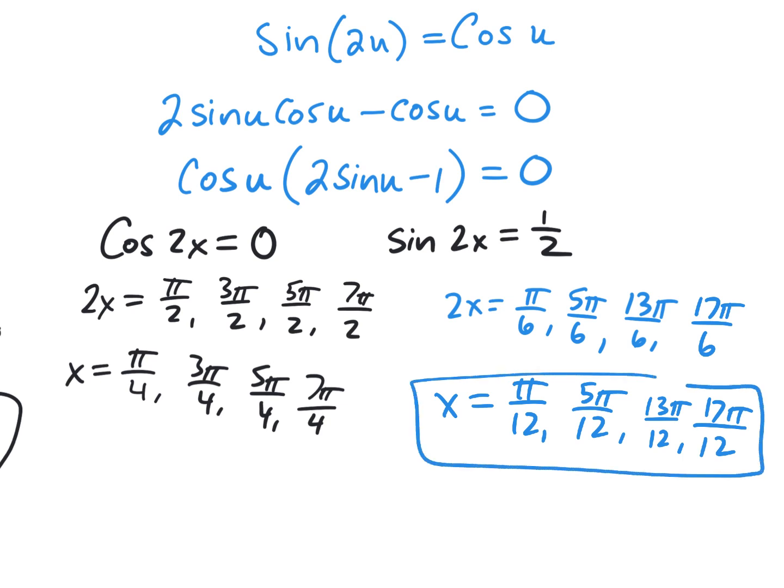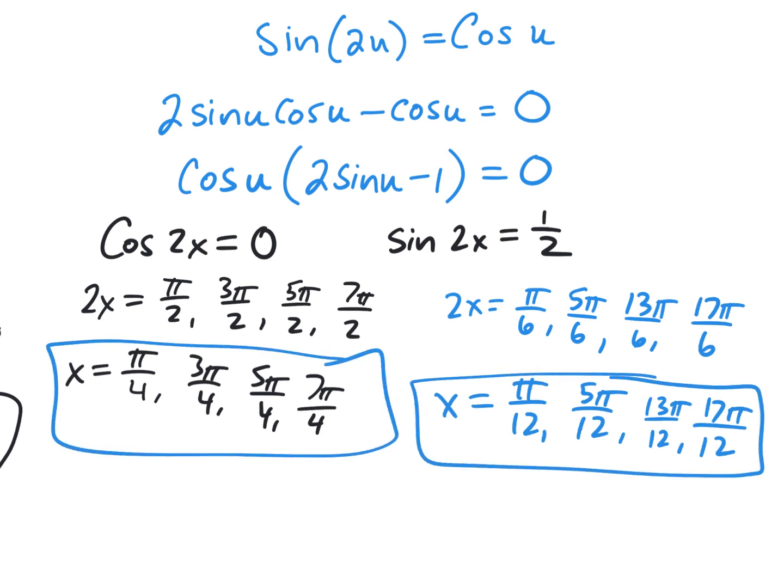Just as a last check here, I would make sure that we're verifying that all our answers are on our specific interval. 17 pi over 12 is a strange angle, but it is less than 2 pi, so no problem there.